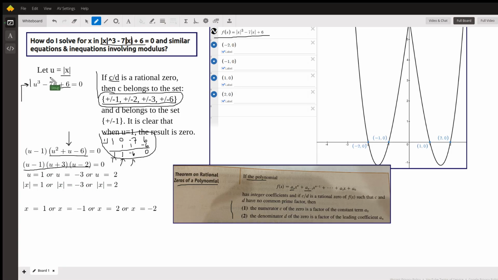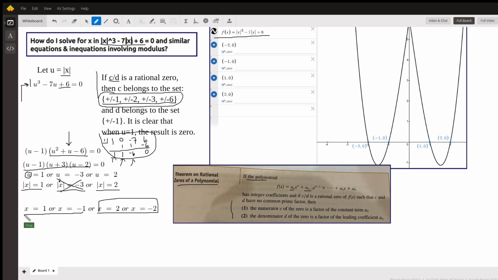And we already said that u was the absolute value of x. So if I replace each of these u's with the absolute value of x, I can solve each of these equations for x. Of course, there is no number you can plug in here that will have an absolute value of -3. So this is not going to give us any solutions. But if the absolute value of x is 1, then x is 1 or -1. And if the absolute value of x is 2, then x is 2 or -2.